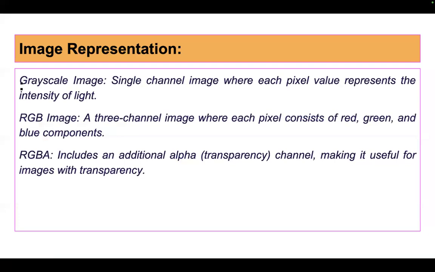Now, then we have image representation. We may have a grayscale image. There will be a single channel, but the values will be in a range like 0 to 255. RGB image, there will be 3 channels, red, green, blue. Each of them has different values. Then if you include one more channel, the alpha channel for transparency, that becomes RGBA, making it useful for images with transparency. So there are different image representations. I'm just including these three right now.